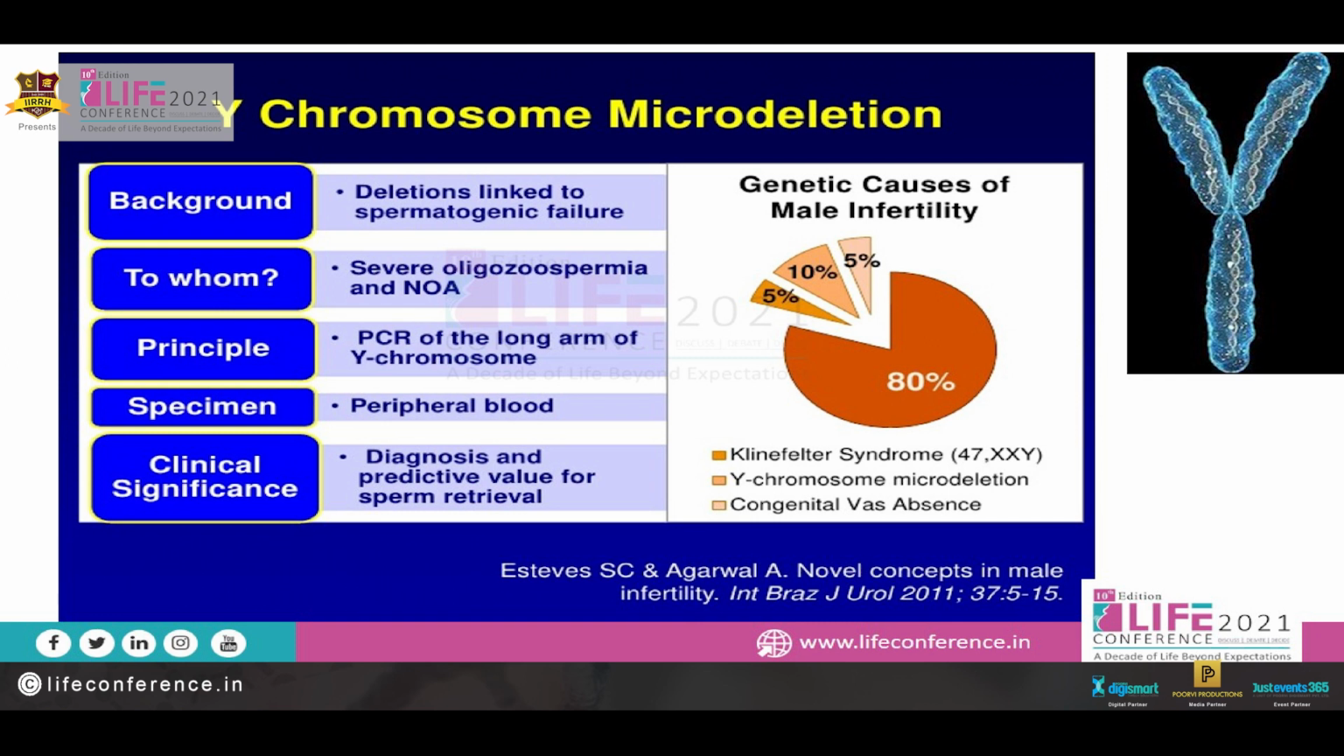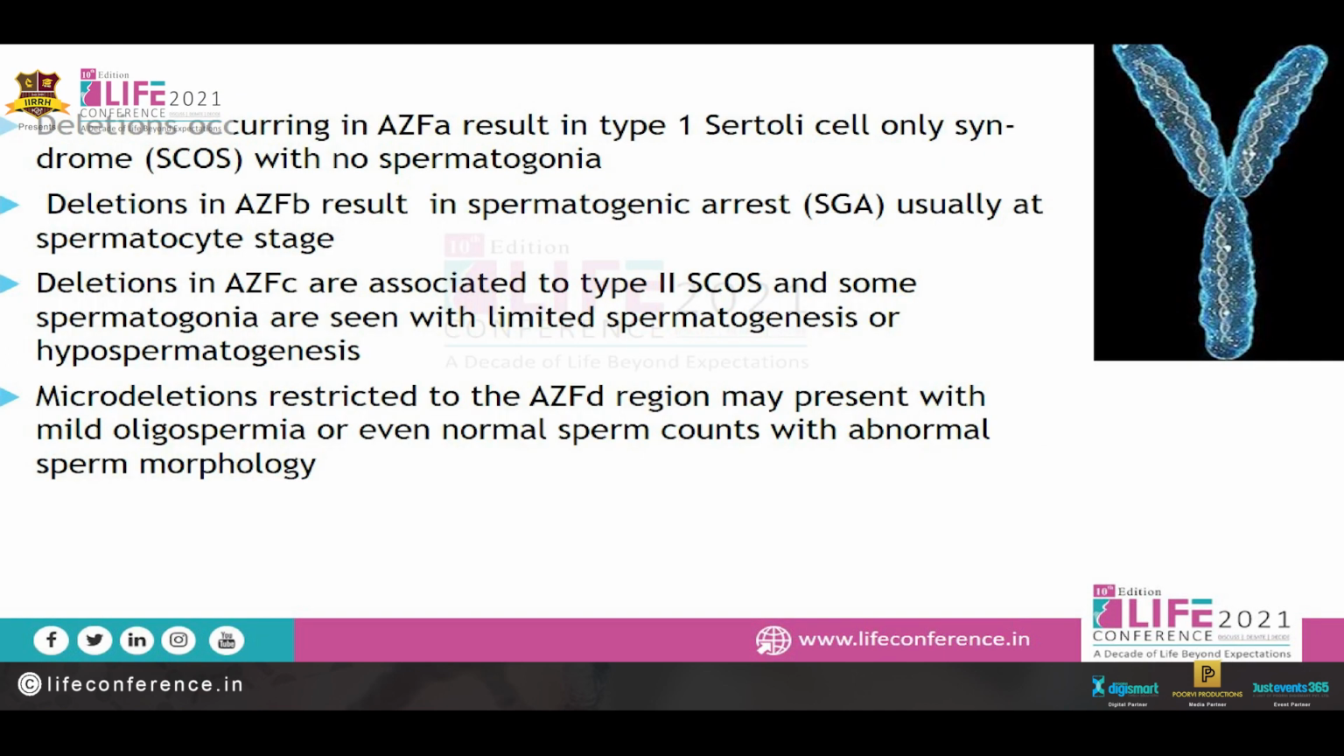So, if you look at the deletions, those occurring in the AZFA result in type 1 Sertoli cell only syndrome with no spermatogonia. Deletions in the AZFB result in spermatogenic arrest, usually at the spermatocyte stage, and deletions at the C stage are associated with type 2, and some spermatogonia are seen with limited spermatogenesis or hypospermatogenesis. Microdeletions restricted to the AZFD region may present with mild oligospermia or even normal sperm counts with abnormal sperm morphology.